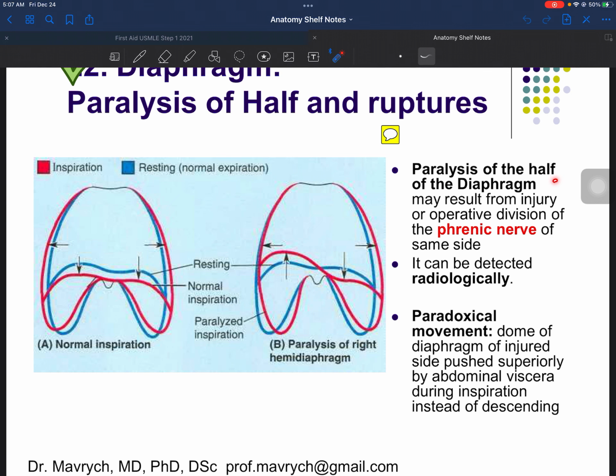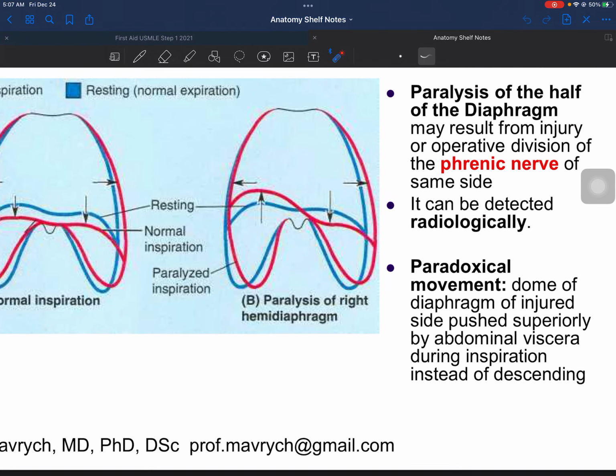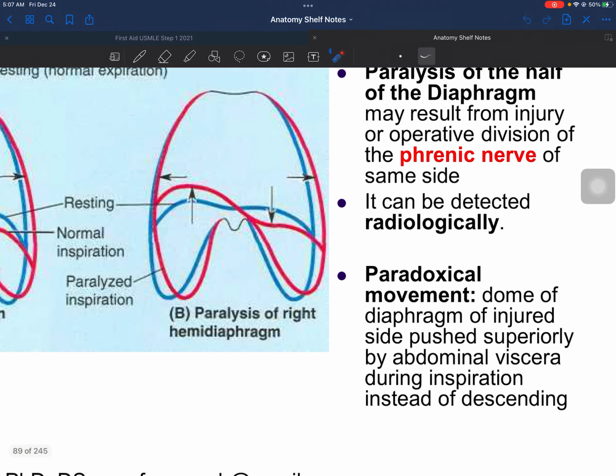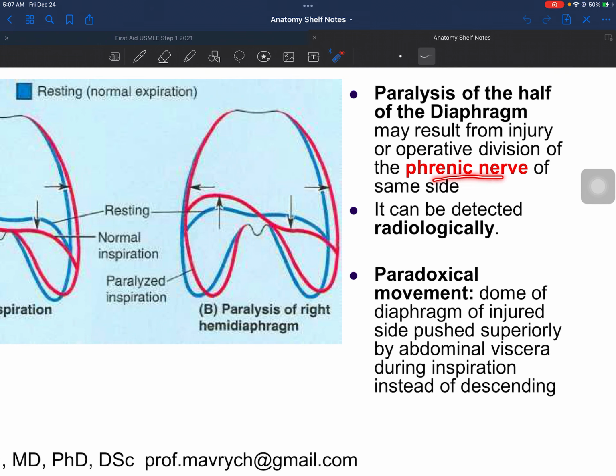But now there is a difference when there is a pathology, and the pathology is the paralysis of half of the diaphragm. It may result from injury or operative division of the phrenic nerve of the same side. So it's going to be on the same side. It can be detected radiologically. During the radiology, you can detect that the diaphragm is not working properly because of its movement.